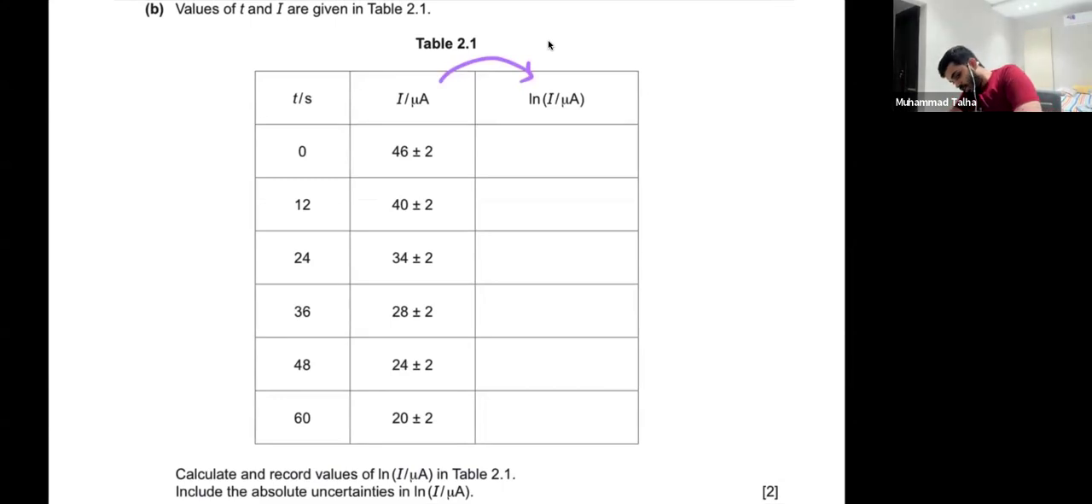So again, I don't have a calculator. Maybe you guys can tell me. So ln 46 turns out to be what?